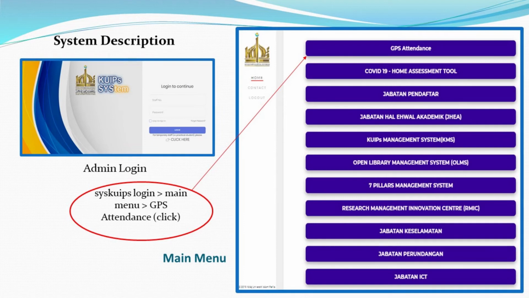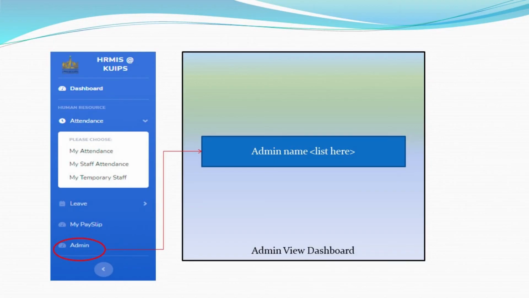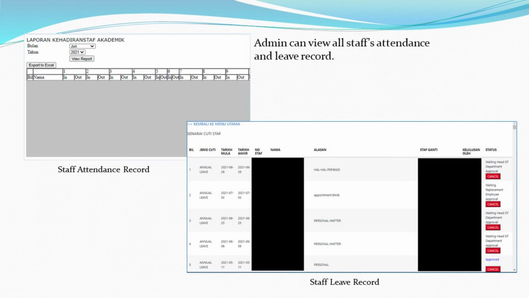For system descriptions, this is the interface of HR web-based application from the admin side. There are so many options to discover by admin. After clicking the GPS attendance button, the admin dashboard view will appear as we can see here. Admin can view all staff attendance record and leave record, and at the same time, they can generate the report.